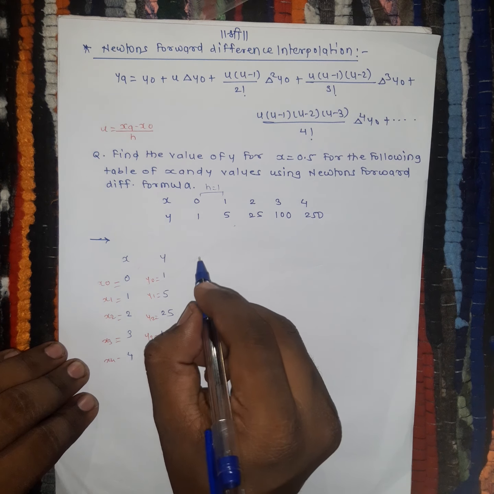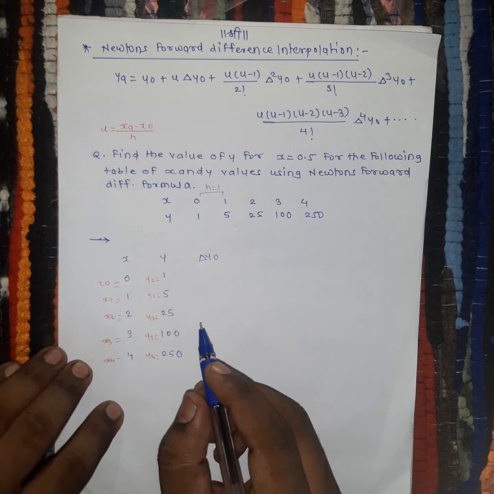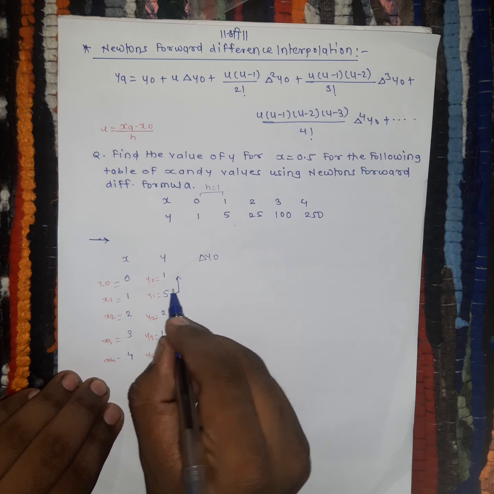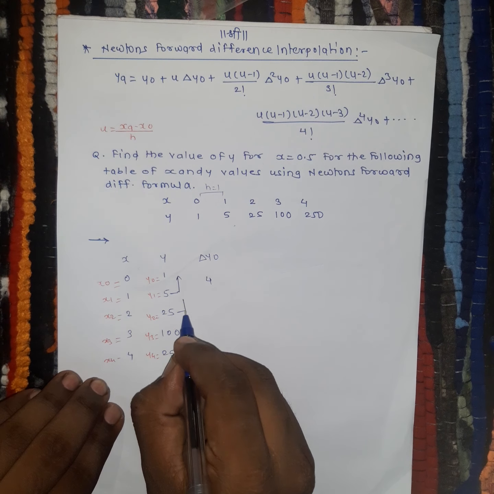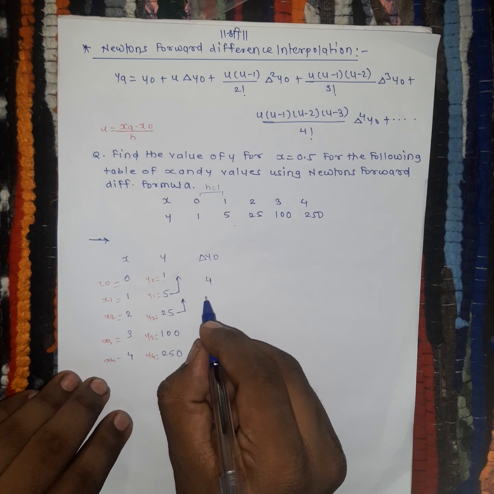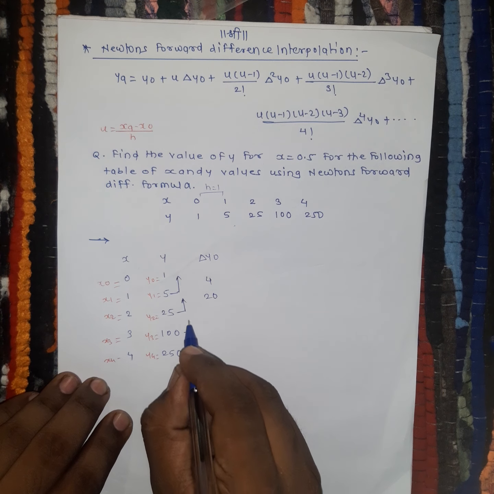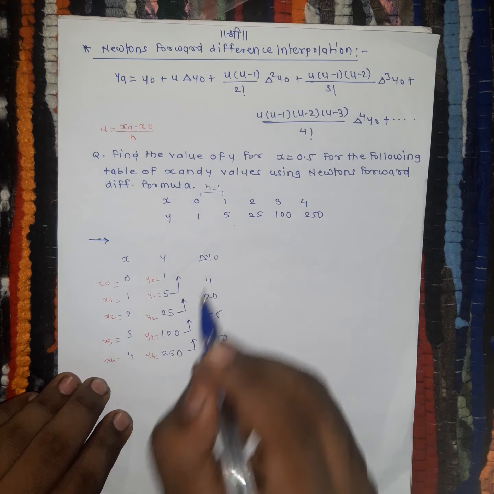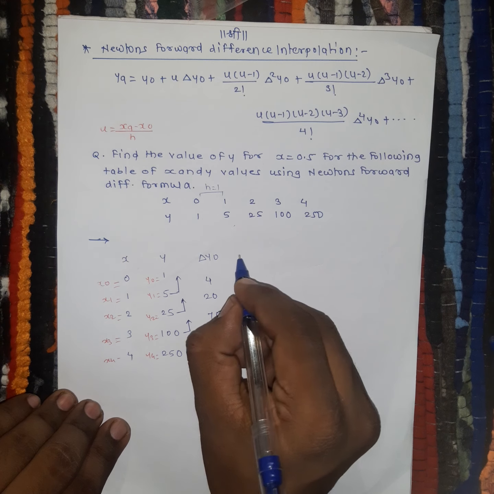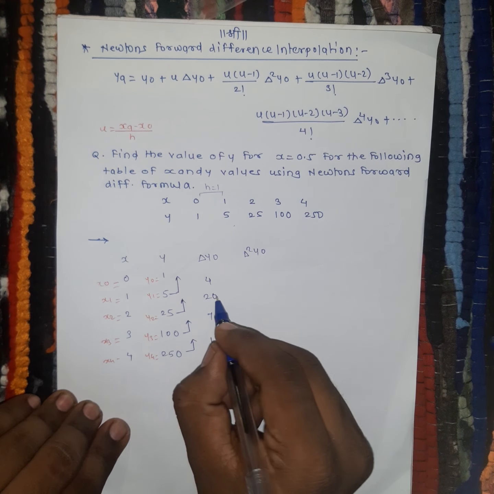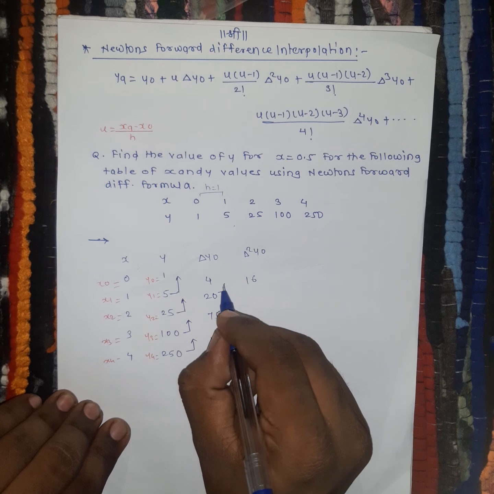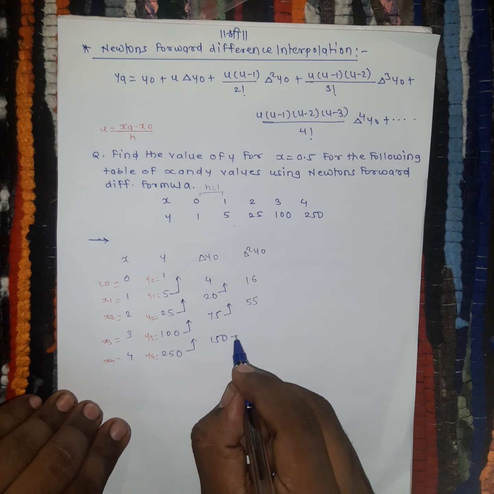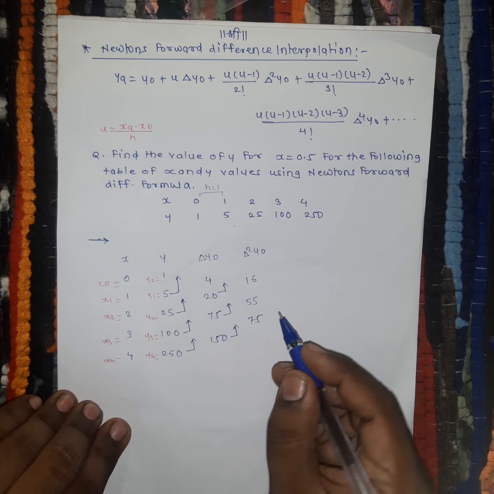Now you have to prepare a delta y naught column. In this column you subtract y naught from y1: 5 minus 1 is 4. Again, y2 minus y1, 25 minus 5, is 20. 100 minus 25 is 75, and 150 is there. So this is our delta y naught. Similarly we prepare the delta square y naught column: 20 minus 4 is 16, 75 minus 20 is 55, then 150 minus 75 is 75.